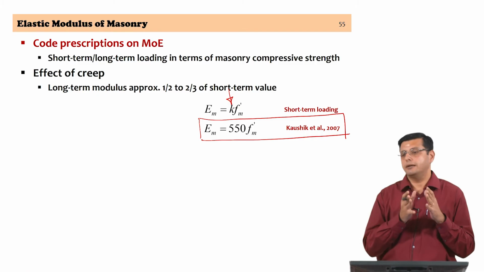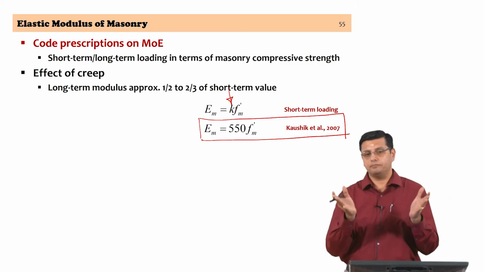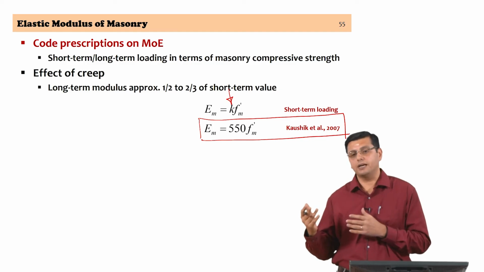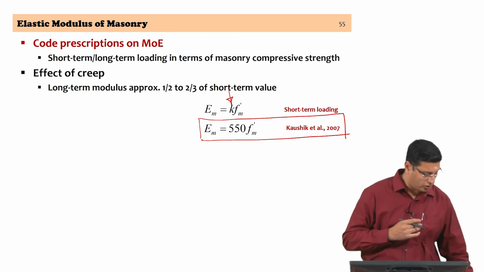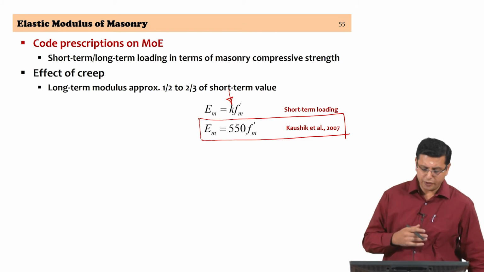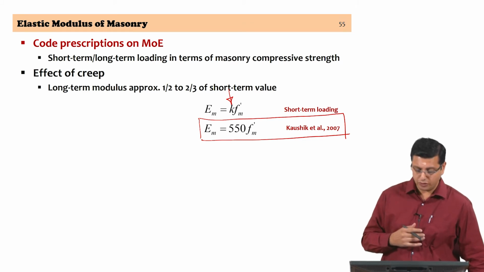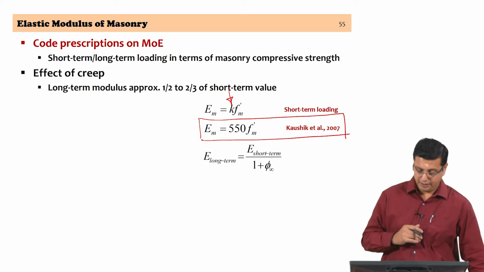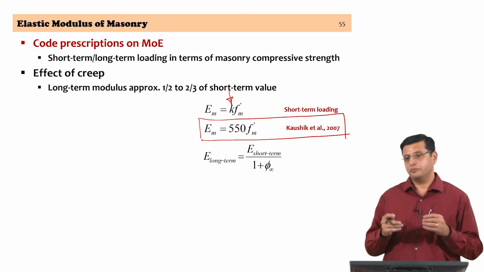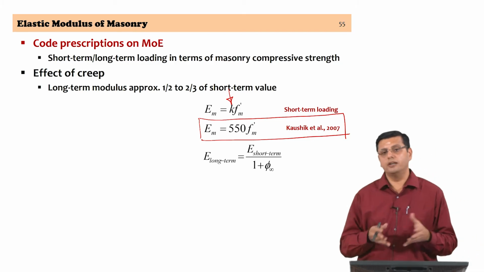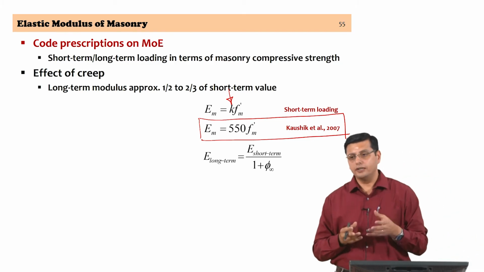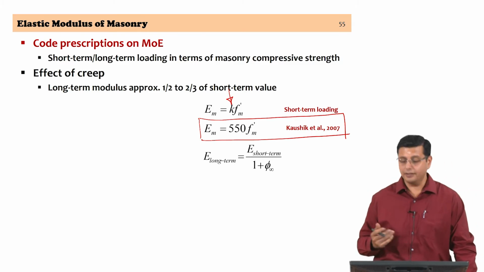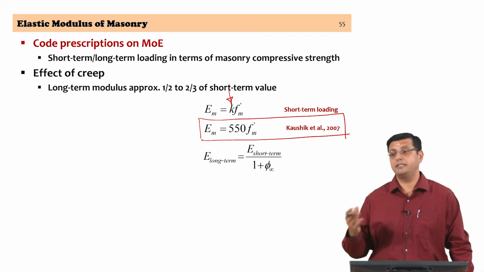So, you have a stiffer, more brittle material initially, but over time it becomes softer, and the modulus of elasticity is going to be about 1/2 to 2/3 of the modulus of elasticity for the short term itself. So, if you were to use the short term modulus and arrive at the long term modulus, one way is to look at the creep coefficient that is material specific.